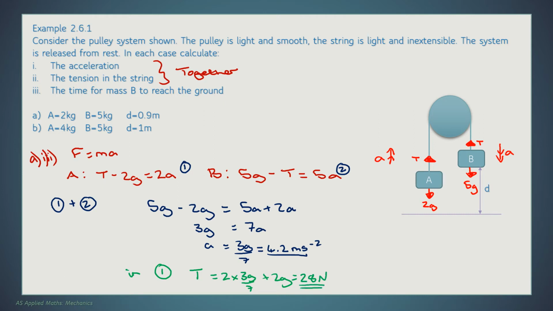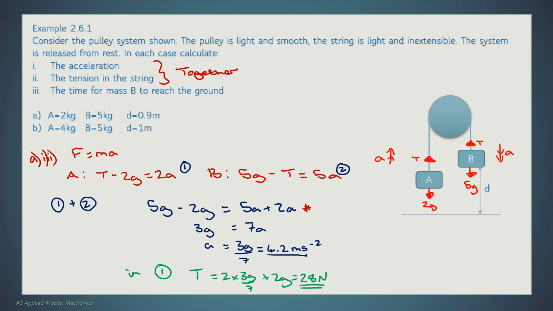If you wanted to do this system in one go, then your equation of motion, so your F equals ma, would be this line of working here. So you've got 5g, take away tension, add tension, take away 2g, but I wouldn't encourage that unless you are familiar with using F equals ma and you're happy. And again, I would encourage you to write it down.